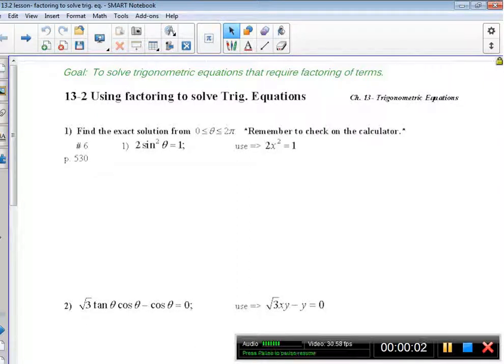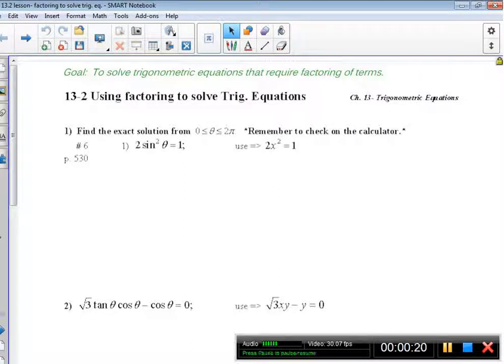Okay, today we're going to solve more trig equations, but now we're going to use factoring. Yesterday we didn't factor anything. Today we're going to factor. So let's take, and we've got to remember, check on the calculator, QRS, all that good stuff.